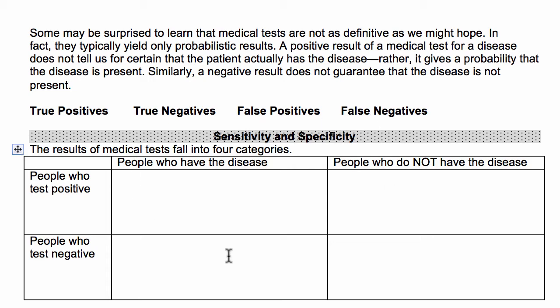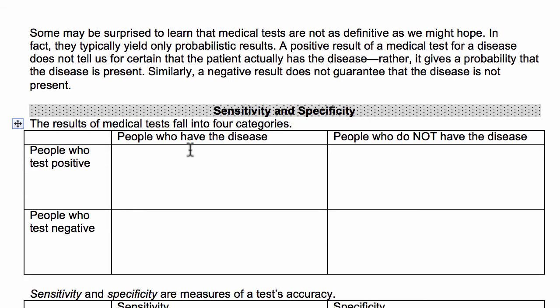Read the chart below and try to determine which category each of these terms describe. Pause the video while you think about your answer. Then resume the video to check your work. People who indeed have the disease may test positive for it. Because we would consider this test result accurate, we call this category true positives.